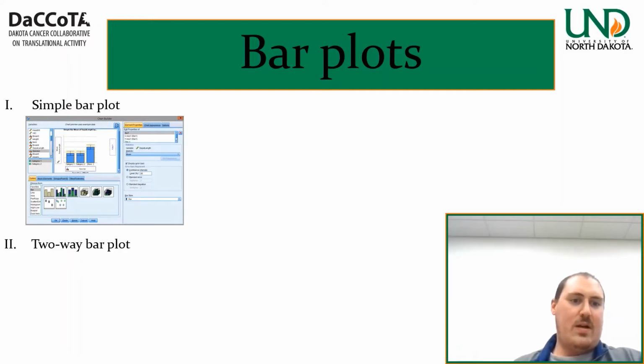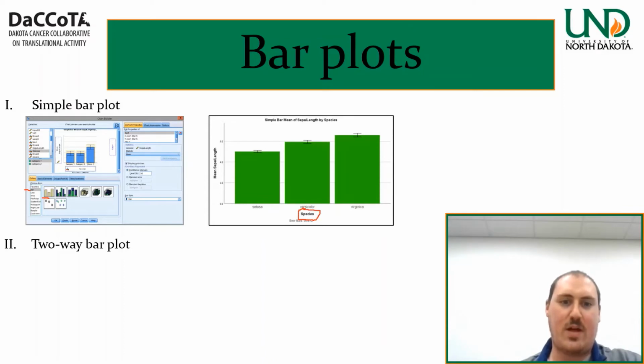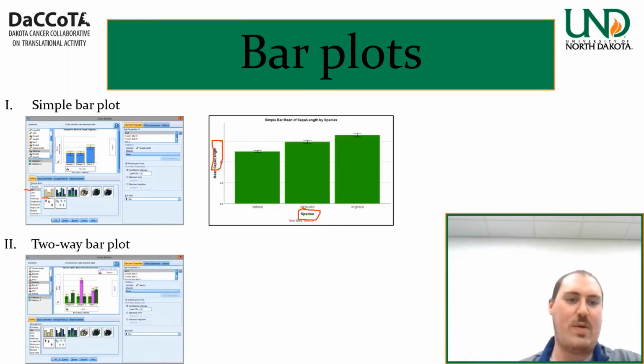You simply click bar, this first one, and then there you go. This is species as our X variable, and then our sepal length, this is the iris flower data set, to get this here. So not too bad at all.